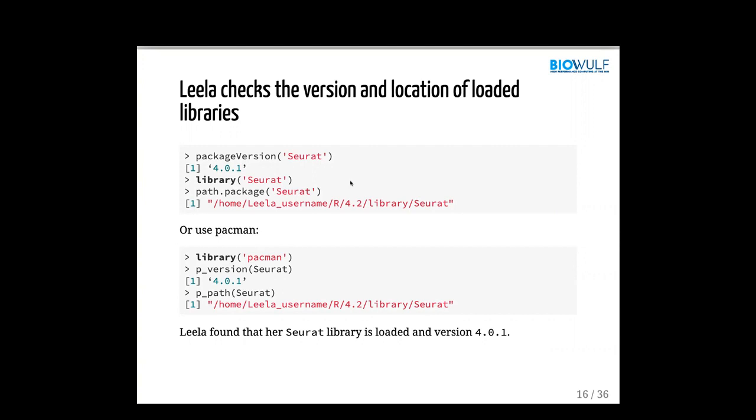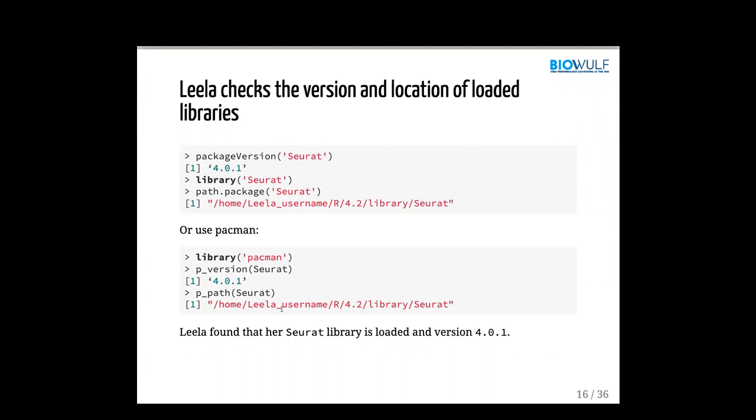Right? Since the package Lila had a problem with is Seurat, the easy way to check versions is a built-in function in R. It will print the version of Seurat. And to print the path of Seurat, you have to load the library first. However, another way is to use pacman, where you only need to load the library of pacman, and then you don't have to load Seurat. It can already check the path for you.